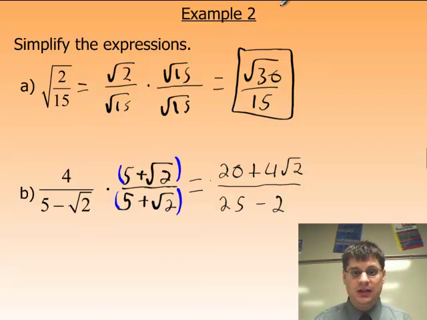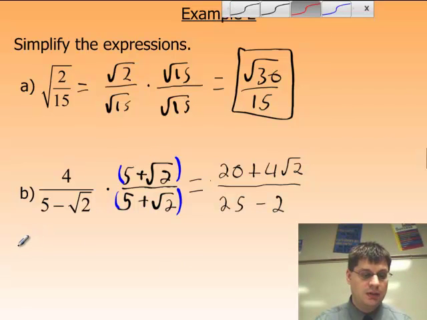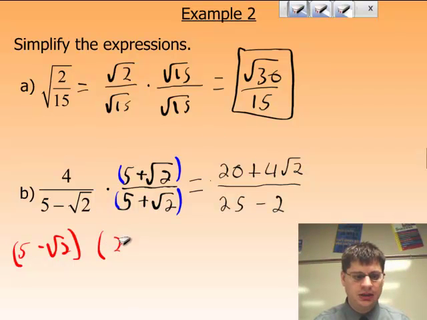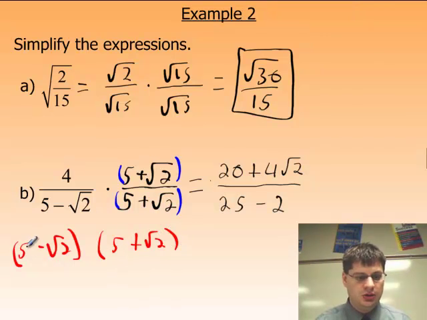I know this for a fact, but I can verify it because we could multiply them together like a couple of binomials. So, for instance, I'll illustrate this to you. I have 5 minus the square root of 2 times 5 plus the square root of 2. So I distribute the 5 to both terms here. So I'd have 25.